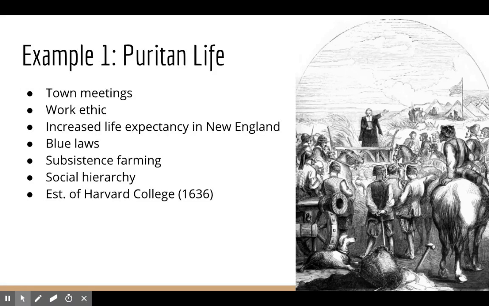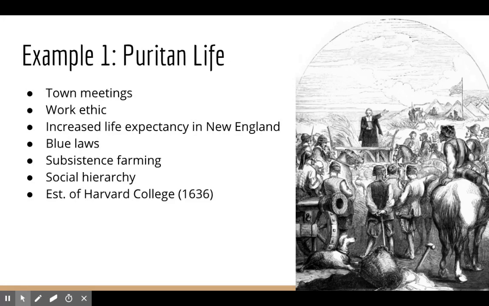They practiced subsistence farming, meaning you farm what you need. Generally, small family farms, no cash crops, so you grow what your family can eat, and that's about it. They did have a social hierarchy, and the church leaders were the top of the community, and if you were enslaved, you were, of course, the bottom of the community, and everyone else was in between.